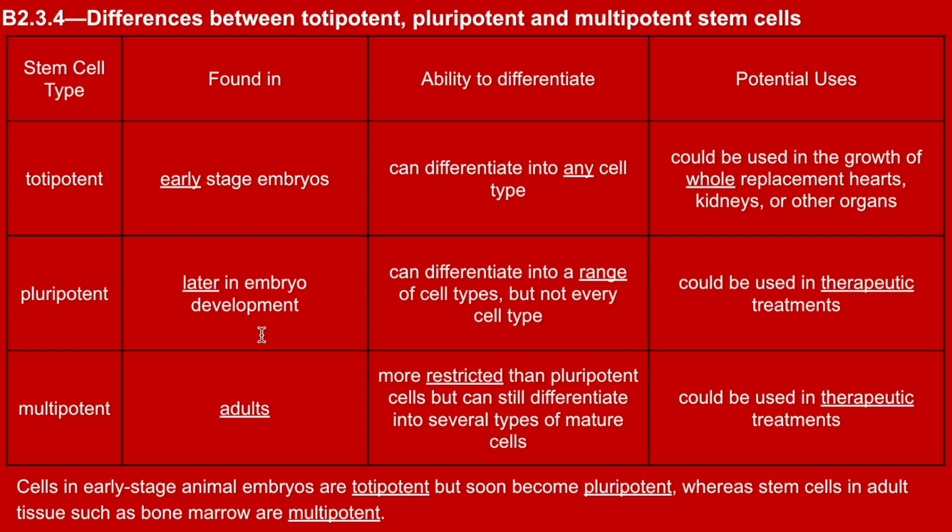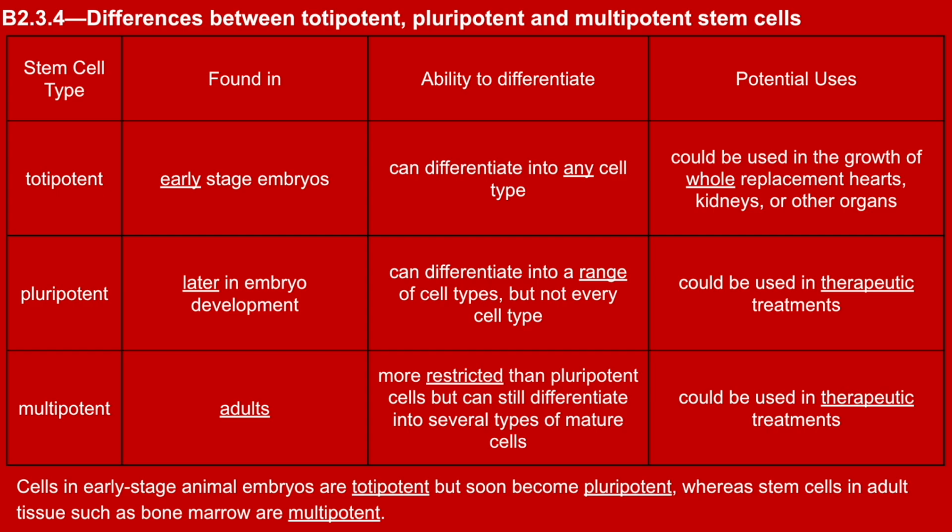This is going to be later in embryo development. They can differentiate into a range of cell types, but not every cell type. Could be useful in therapeutic treatments. But found in adults, we're only going to have multipotent. They're only going to be able to form a few different cell types, more restricted than pluripotent. So this is why we're studying ways that we can take adult multipotent cells and induce them to go back to become those same pluripotent qualities for additional therapeutic reasons.